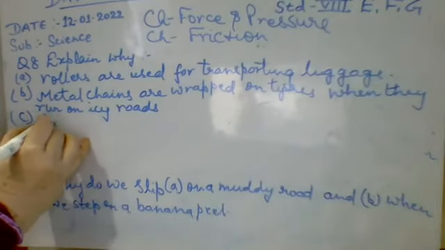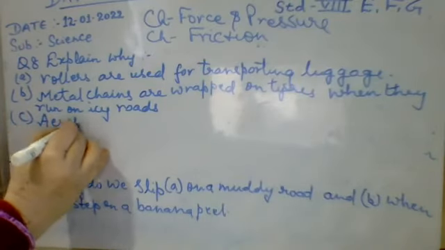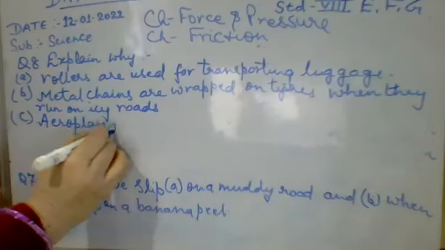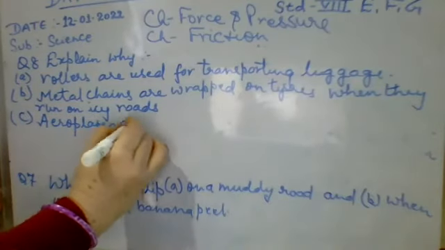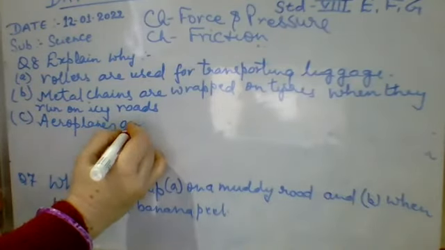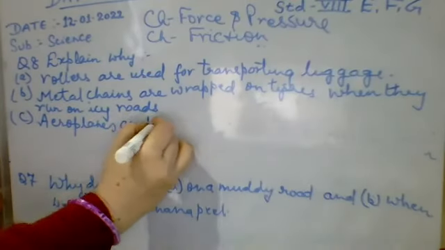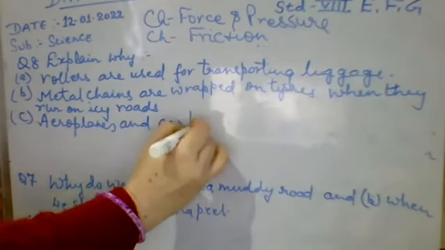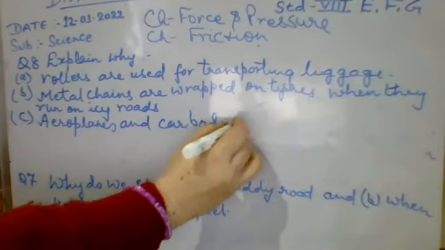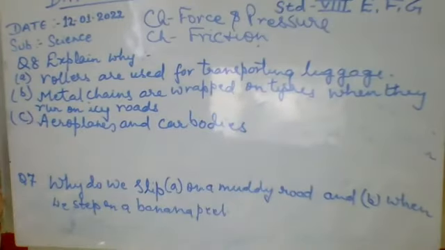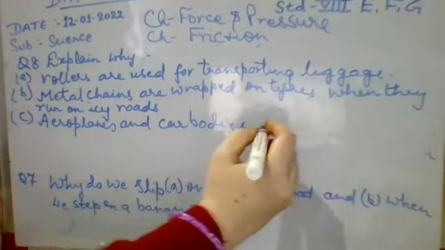Please don't discuss anything here. Aeroplanes and car bodies. Listen, children, almost the same reasoning are there, but you will be given different situations. So don't get confused. The fact that you have learned, that is there, and it can be applied for many examples.